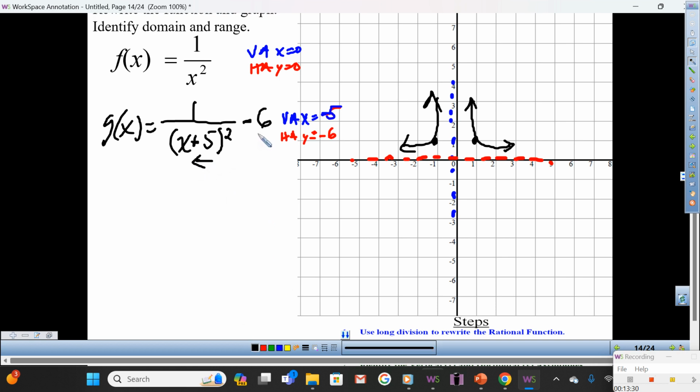And down. That is correct. So let's see. If it's correct, then we're going to land with our VA at -5 and our HA at -6. Let me move the whole thing. Here it goes.